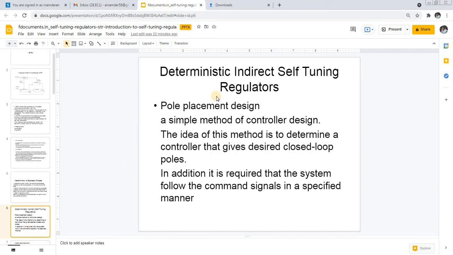So now we are going to have a brief look at the deterministic regulator. As control engineers we know that development of a control system involves many different tasks such as modeling of the plant and the controller, then design of a control law, then implementation of that control law, and then validation of that control law. So the self-tuning regulator attempts to automate several of these tasks, as I said earlier.